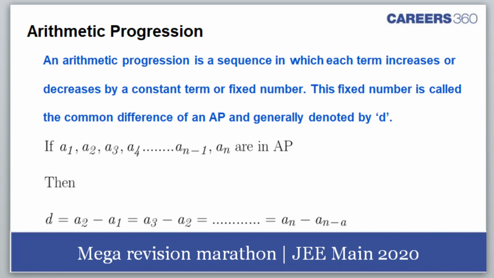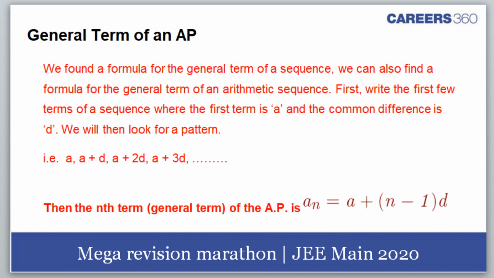Now, arithmetic progression. It is a sequence in which consecutive terms have a common difference. Okay. So this we'll quickly go through. Then the general term of an AP. The general term of an AP is a plus (n minus 1)d. What is a? It is the first term, n is the term which you want to find and d is the common difference. Okay.